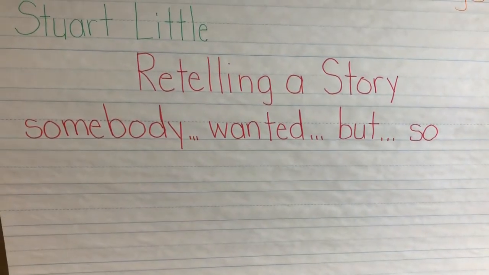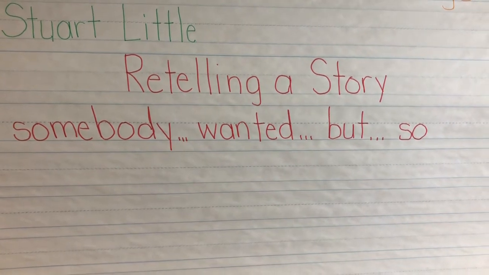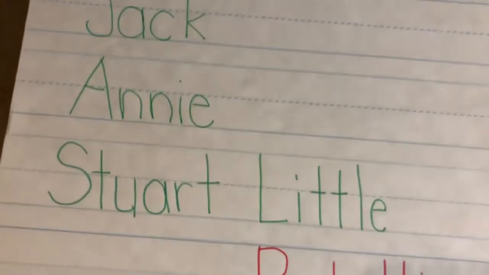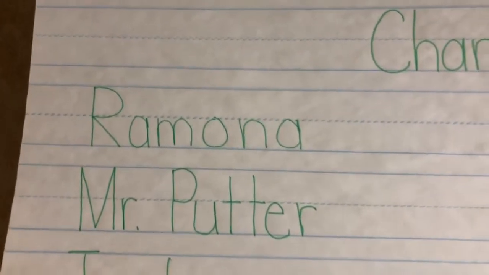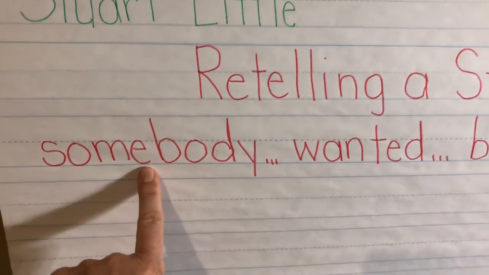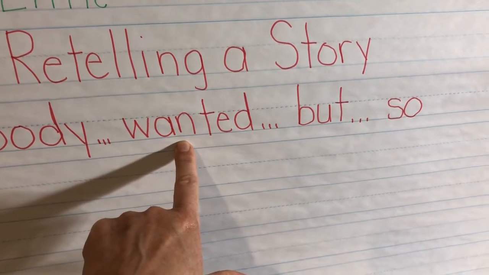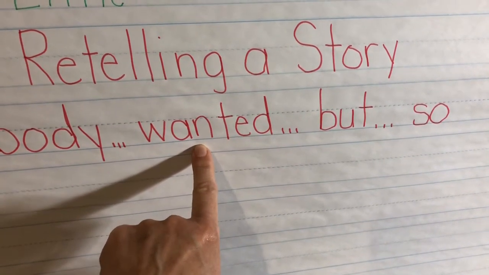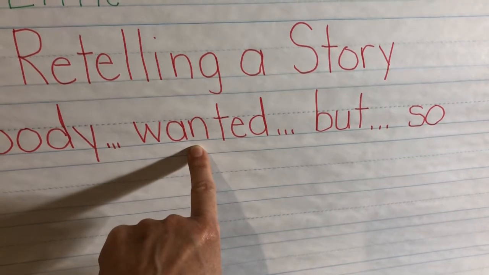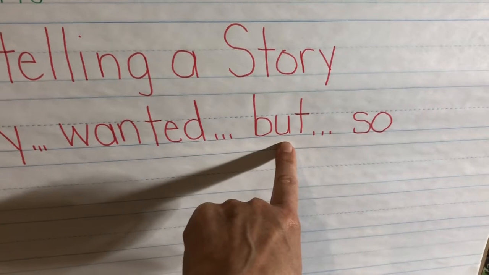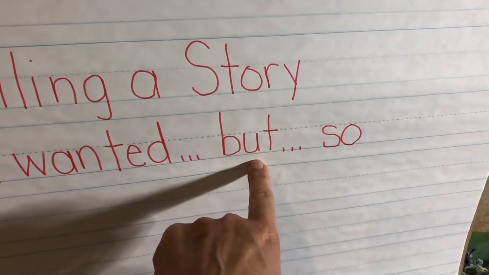Let's take our Somebody Wanted But So structure and use our storybook characters that we came up with yesterday. Let's use Ramona. Ramona wanted to go back to kindergarten at the end of the book. She had pulled Susan's curls, and that was one type of problem. But the story ended with her wanting to go back to kindergarten, but the problem was she felt Miss Binney did not like her. She could not go back to kindergarten because Miss Binney did not like her.